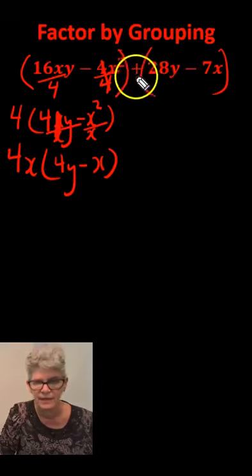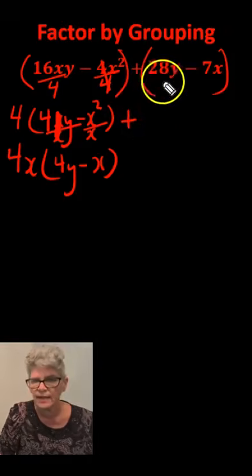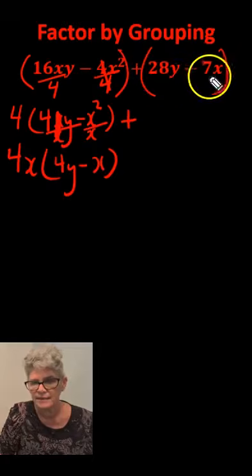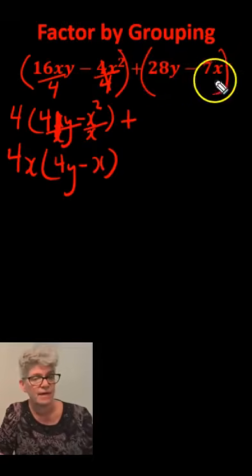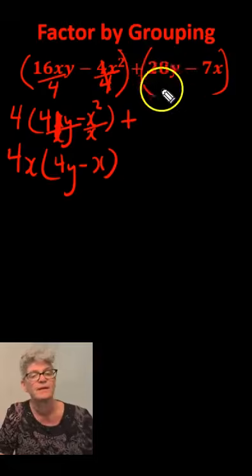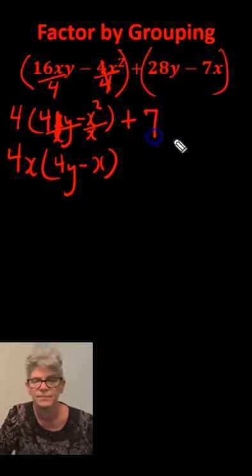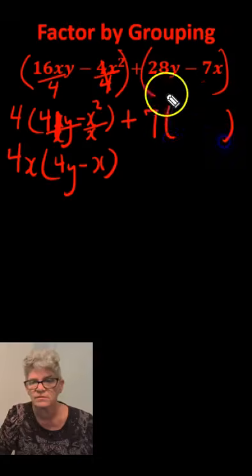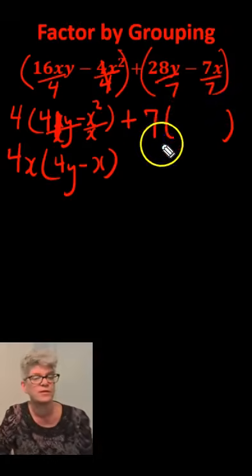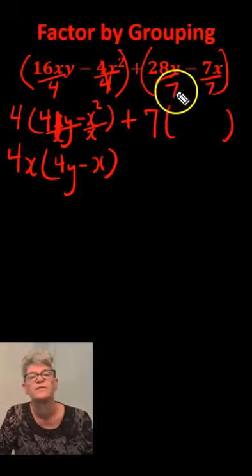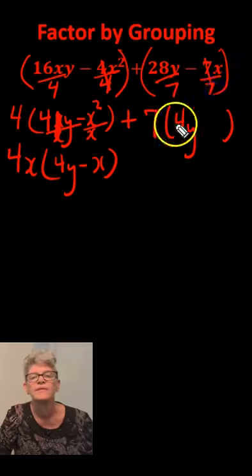Now the next pairing, I have a plus sign there, so that's going to continue. And 28 and -7 have a 7 in common, and I'm going to factor out a positive 7 because this first term here is positive. And again, what am I left with? Well, what would you have if you divided each term by what you factored out? And 28 divided by 7 is 4, so I'd be left with 4y. And then here the 7's cancel, and I'd be left with minus x.